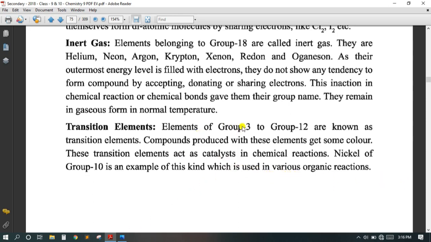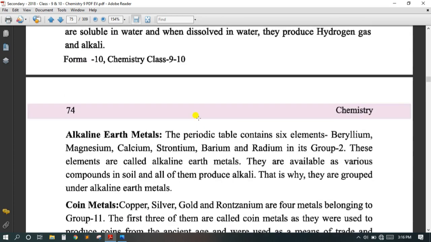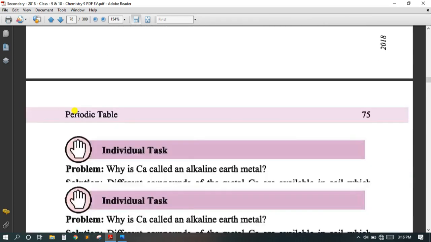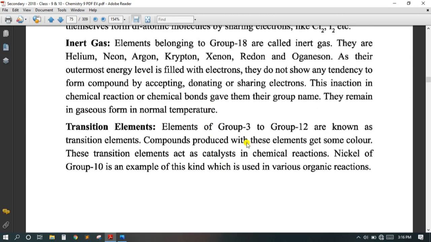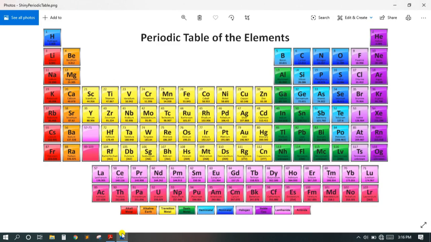Okay, it is written that elements of group number 3 to group number 12 are known as transitional elements, but we have to learn in detail, because there are only 4 lines on page number 74. We don't have any extra information on another page, so we have to learn many things. Go to the periodic table. Transition elements: this is group number 3 and this is group number 12. Scandium, titanium, vanadium, chromium, manganese, ferrum, cobalt, nickel, copper, and then zinc. From scandium to zinc, all elements are transitional.